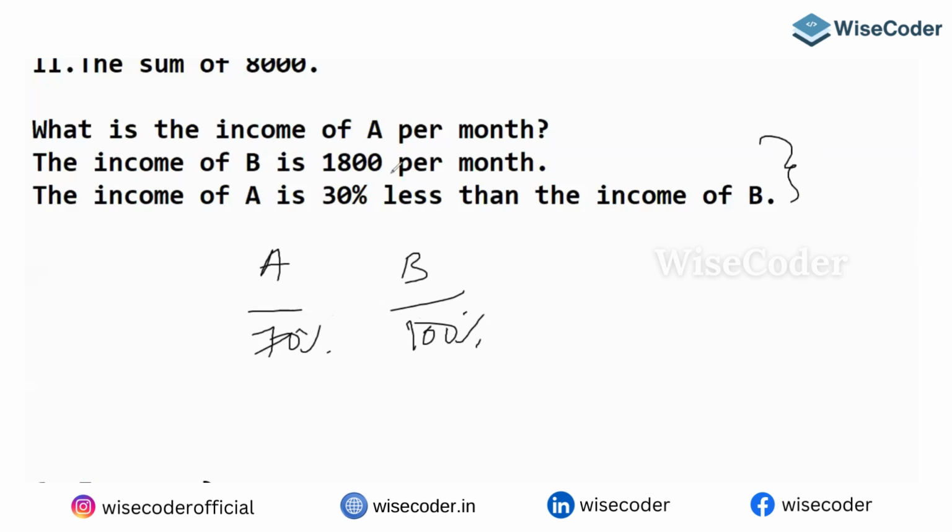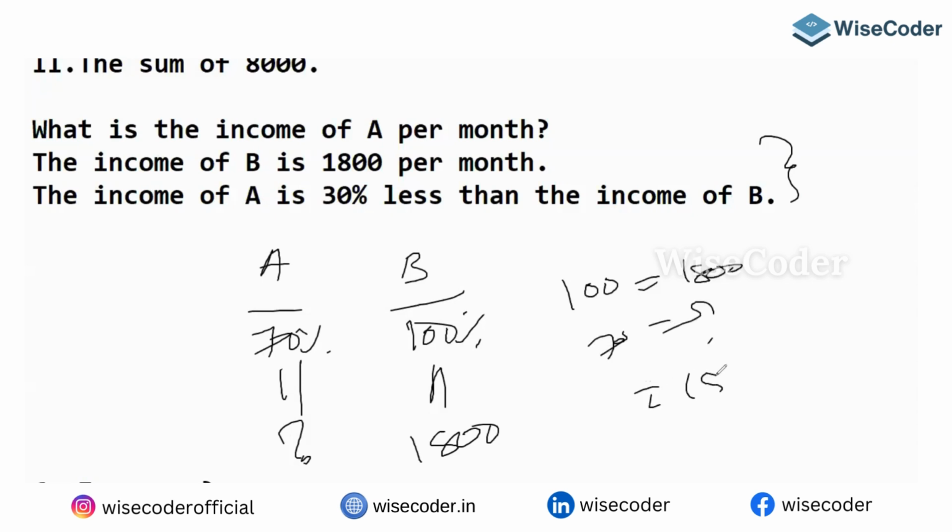Income of B is 1800, which means 100 is 1800. Okay, when 100 is 1800, 70 is how much? If you calculate, you are going to get your answer. So 100 is equal to 1800, then 70 is how much? That will give you 1800 into 70 divided by 100. If you multiply this, you will get 1260.